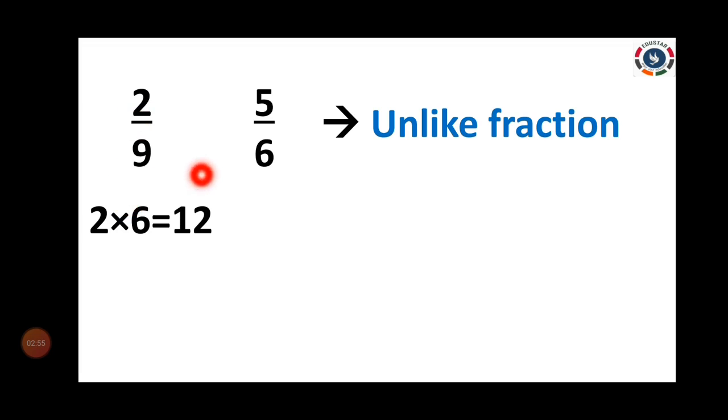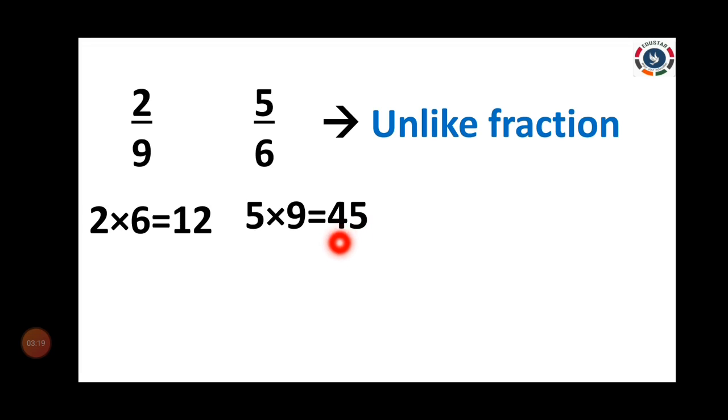Okay, 2 into 6 is equal to 12. And here, what we have is the numerator 5. Write it in the same place below the fraction. So 5 into 9. That numerator and this denominator you have to multiply. So 5 into 9, how much? 45. So which is the greater value, 12 or 45?